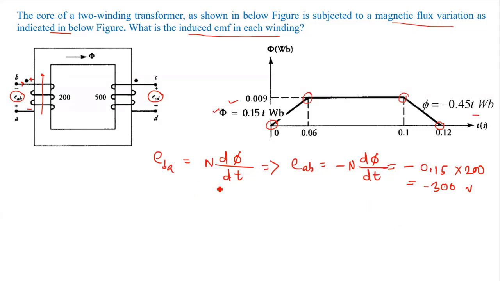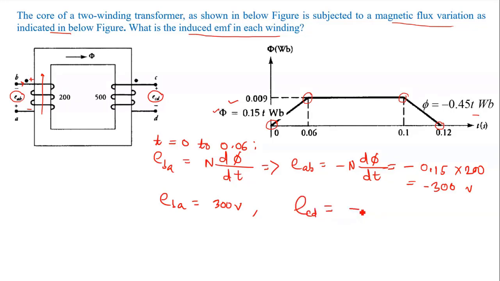Okay. So your EBA will be 300 volt plus 300 volt. Now similarly you can find it from t equal to 0 to 0.06. And similarly, your ECD will be nd phi by dt.